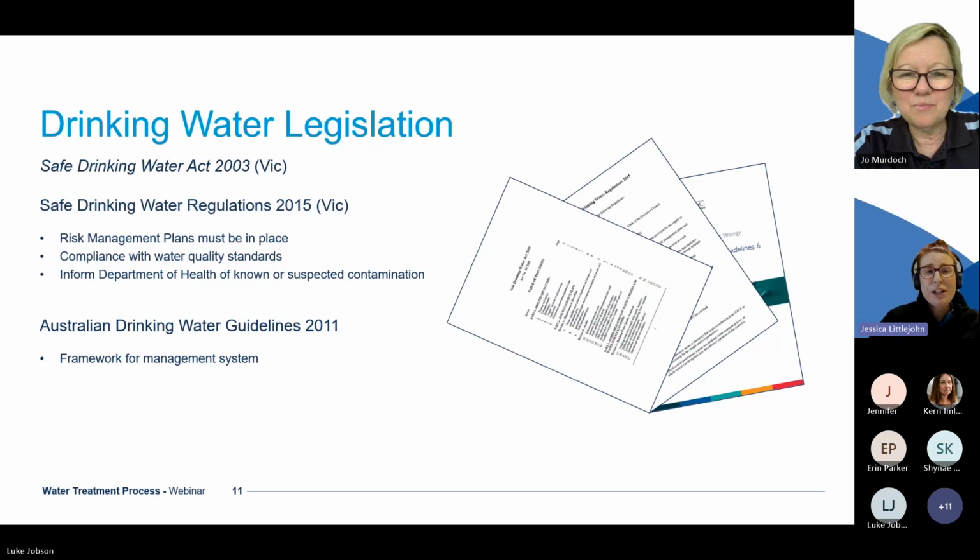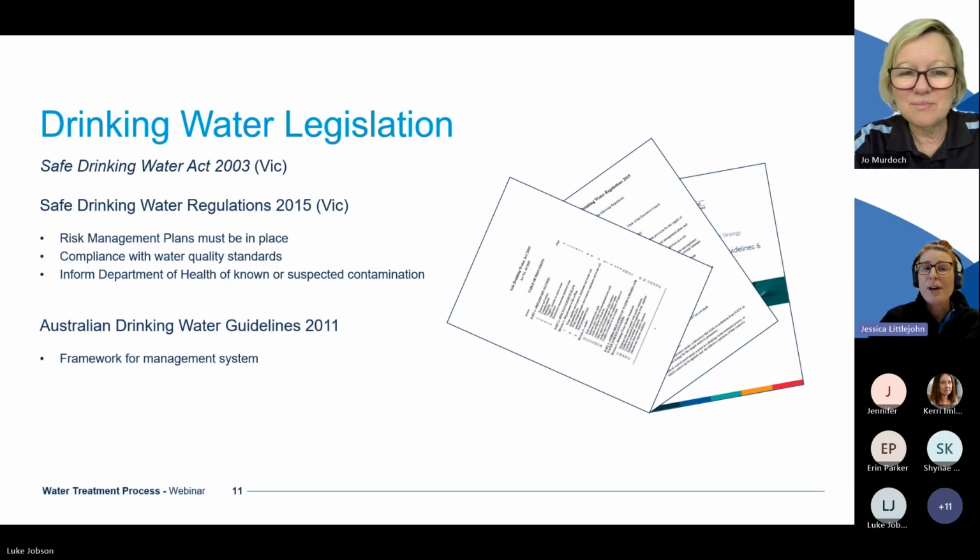So the safety of drinking water and what we do here at North East Water is heavily regulated by the Department of Health, and they have a strong regulatory framework which we operate under. So we operate under the Safe Drinking Water Act, which is a piece of legislation, and then under that legislation sit the regulations. These regulations make sure that we have risk management plans in place to ensure that we're delivering safe drinking water, and also that we're compliant with water quality standards.